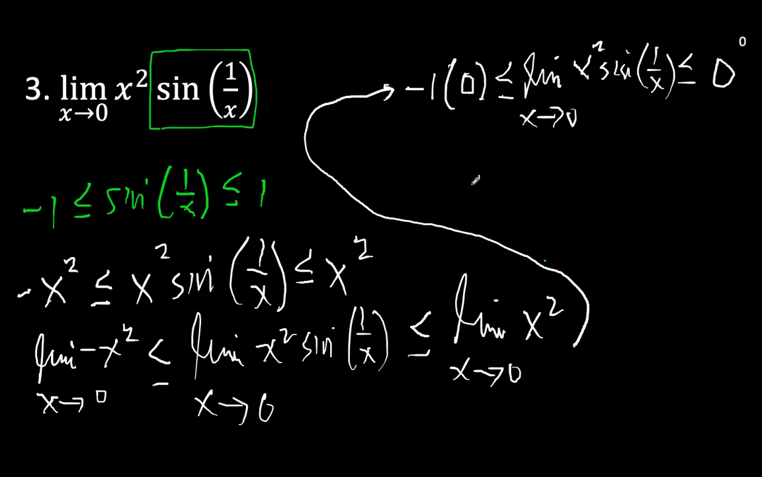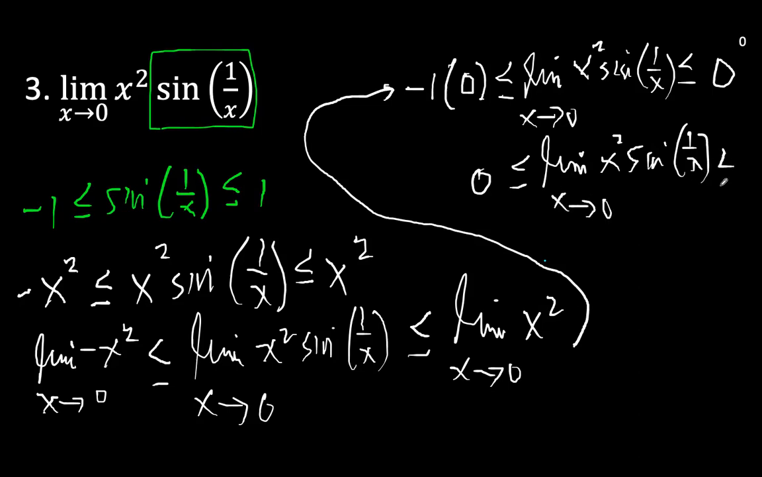So therefore, 0 is less than or equal to the limit of x squared sine 1 over x as x approaches 0, which is less than or equal to 0. Which means that the limit of this expression, x squared sine of 1 over x, is equal to 0, since this function is sandwiched from 0 to 0.